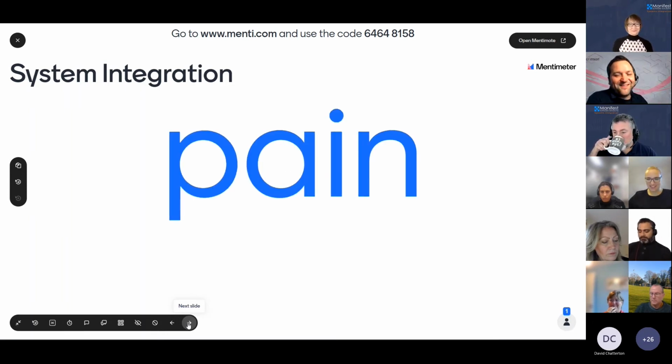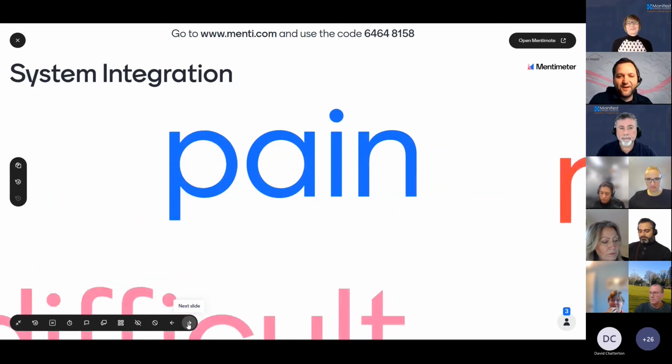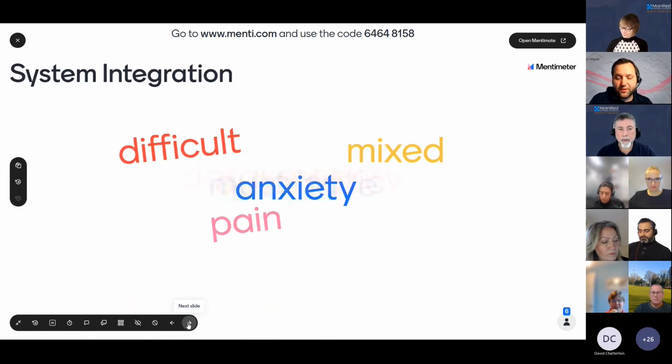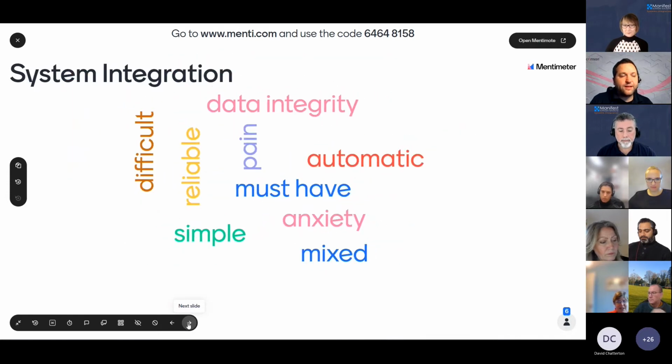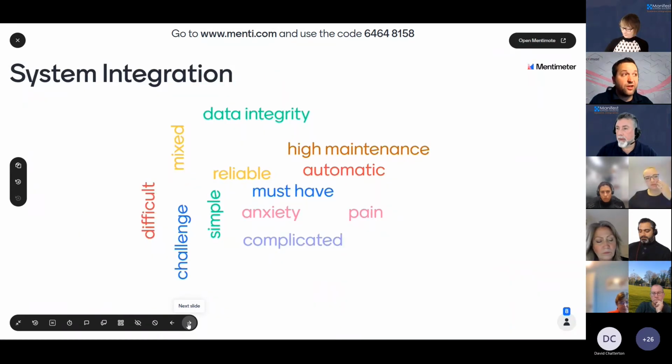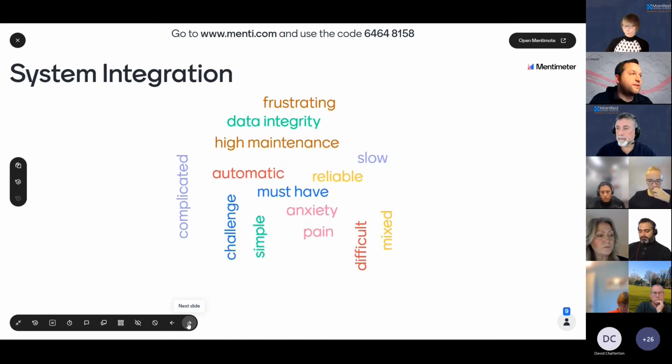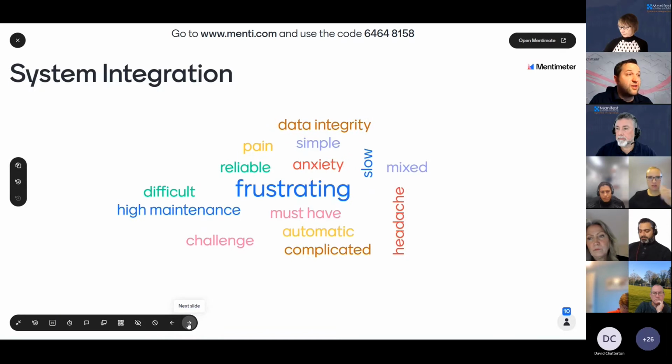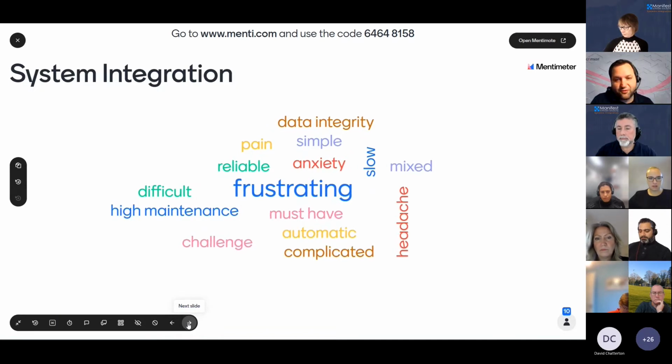Brilliant. First one straight out. Totally get it. Traditionally, certainly with Crimson, when we're creating integrations or when we're launching into housing management system implementation, integration is the trickiest part. So look at this, data integrity. It's a must have. That's very much, very important. Slow. That's really interesting. Frustrating.